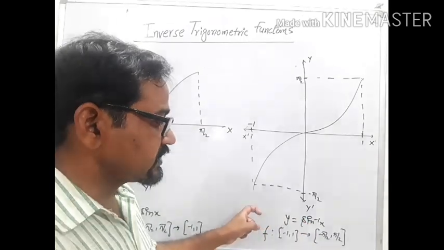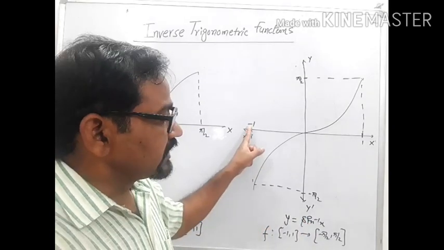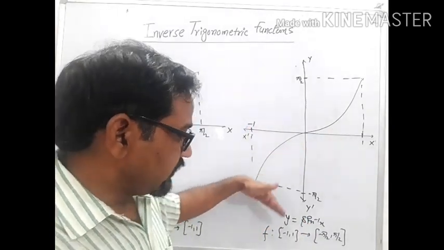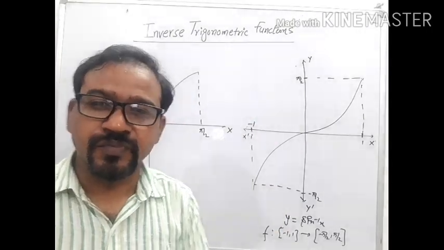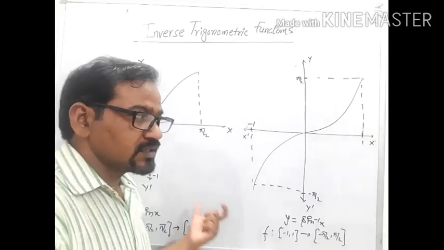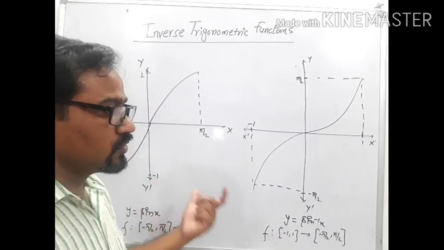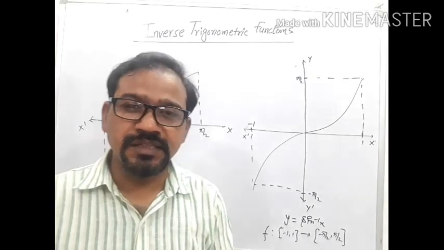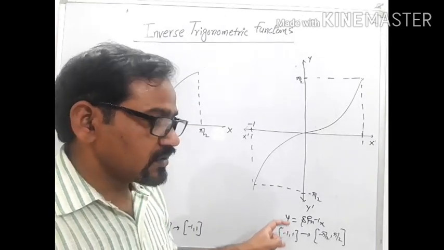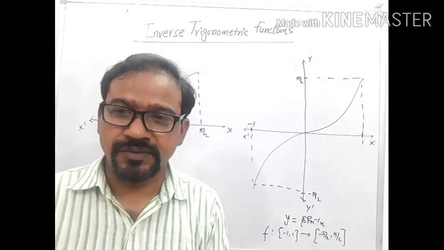So sine inverse x lies between -1 to 1; the domain is -1 to 1 and the codomain is minus pi by 2 to pi by 2. So in this range f is one-one and onto. So the inverse function, that is inverse of sine, is from -1 to 1 to minus pi by 2 to pi by 2.